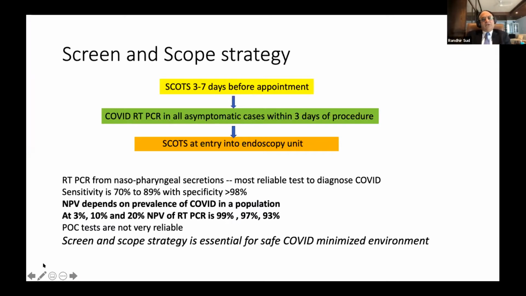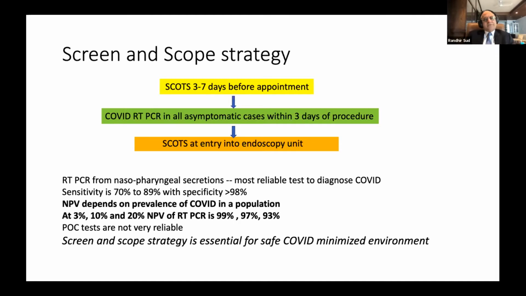Then we come to the screen and scope strategy. This is the second S. This can easily be put in place by doing a symptom screening, which is SCOTS. Earlier it was the fever, the travel, the occupation, contact, and cluster. And now it has been extended to symptoms, contacts, occupation, travel, and the shielded group, that is the severely vulnerable group. So this information is taken online 3 to 7 days before giving the appointment. So you can stratify the patient, and COVID RT-PCR is done in all asymptomatic patients within 3 days of the procedure. This is our standard of care in our hospital also, that we never do an endoscopy on any patient who has not got a COVID RT-PCR done. And then SCOTS should also be done on the entry of the endoscopy unit, including temperature recording.